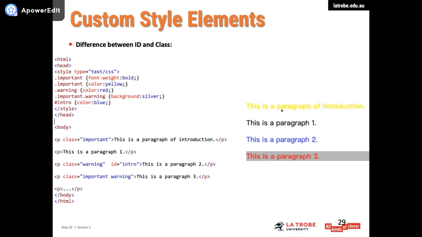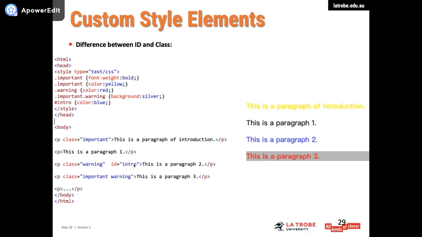Then let's look at the third paragraph. For the third paragraph, we use both class and ID together. You can see here that the warning class changes the color to red, but the ID selector changes the color to blue. So eventually you can see that the text color is changed to blue, not red. It means that the ID selector overrides the value given by the class.